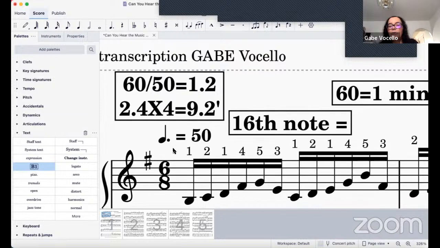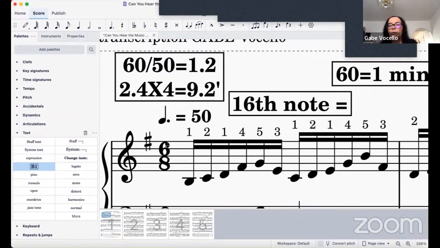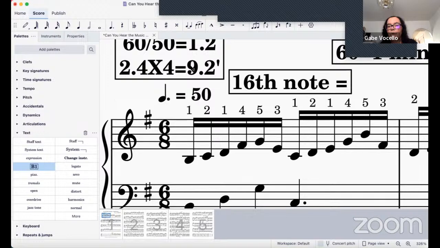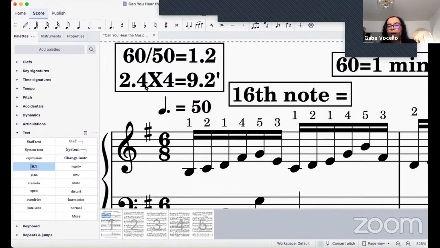So from measures 1, 2, 3, 4, the BPM is equal to 50 by the dotted quarter note. Duration of these 4 measures is 9.6 seconds. The duration of the first measure is 2.4 seconds. Let's listen.